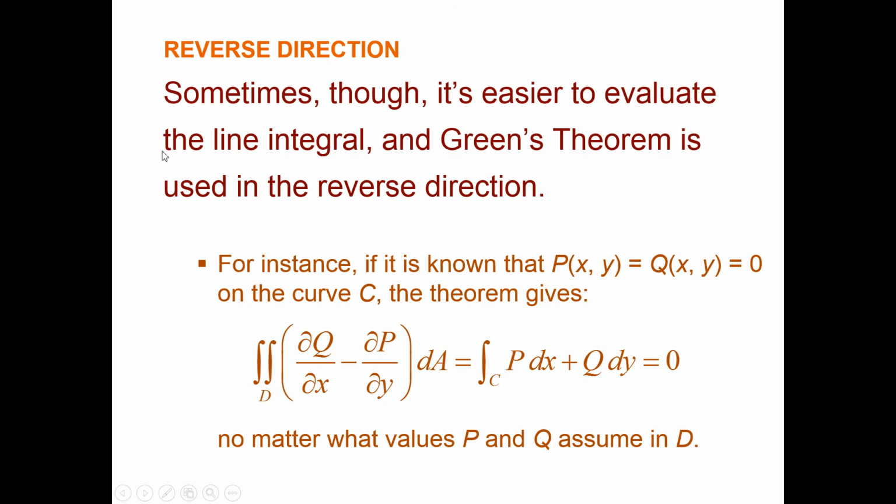Sometimes, though, when it's easier to evaluate the line integral, Green's theorem is used in the reverse direction. For instance, it is known that P is equal to Q is equal to 0 on the curve C, that is, both functions P and Q are 0 on the curve C. We are just talking about the boundary curve C, which encloses the region D. Then the theorem gives the double integral over the region D is equal to 0, no matter what values P and Q assume in D. So inside, P and Q can have any value, but on C, P and Q both are 0, then this double integral will become 0.